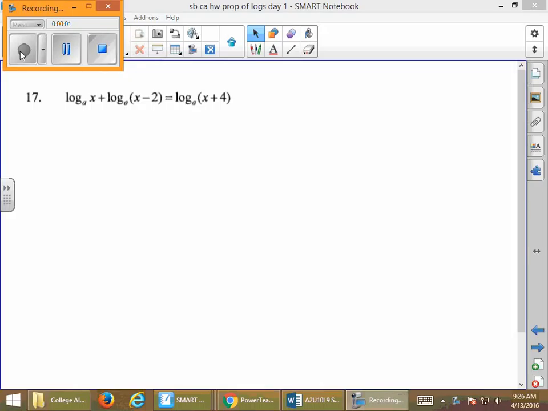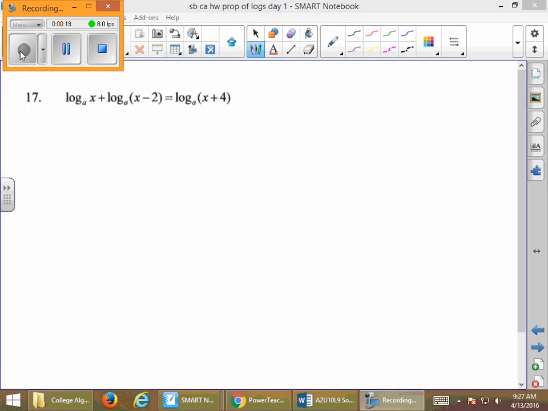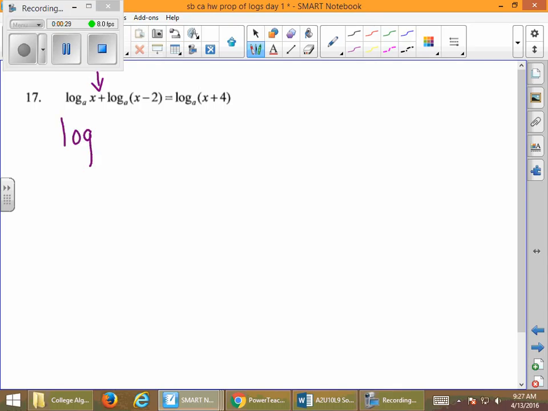Problem number 17 sometimes had an issue because it has an a for a base. But what we're doing is we're going to solve for x. And the first thing that we need to identify is what property are we going to use on the left side of the equation. And what we see is there's a plus right here, and when we have a plus, that means that we can rewrite this problem by multiplication. We can rewrite that left side by multiplication.